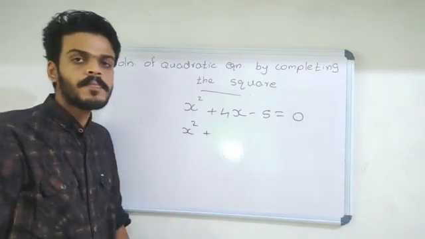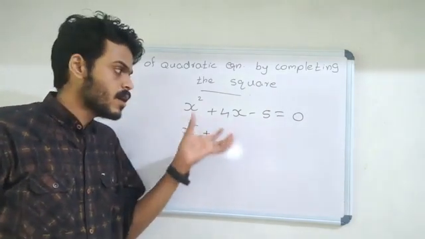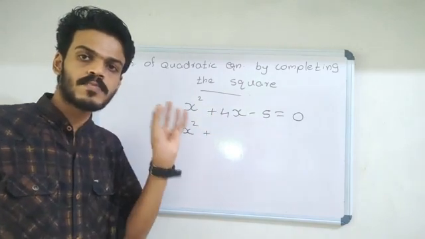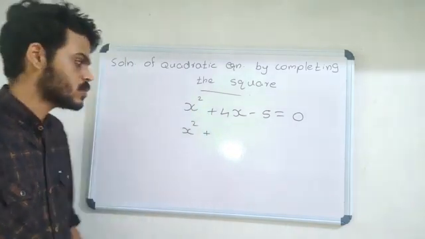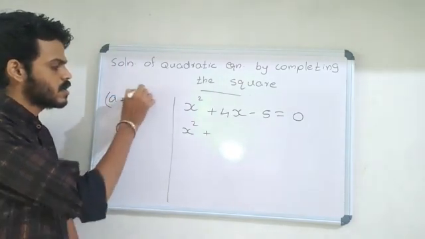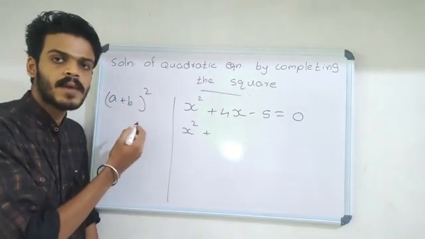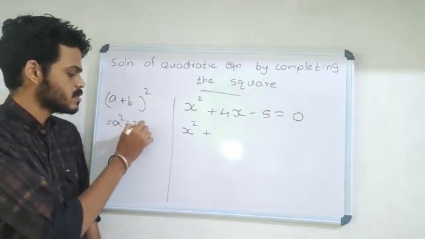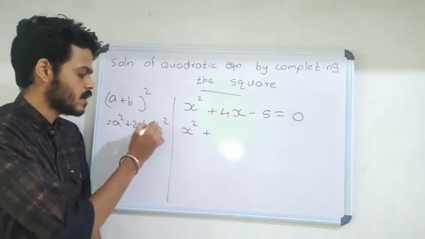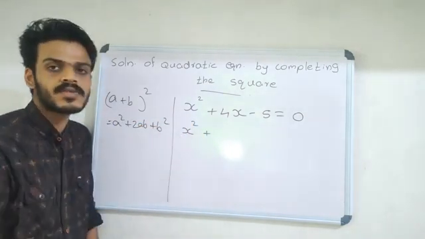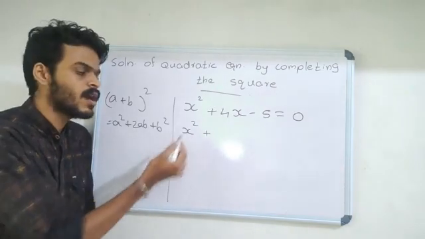See, when we did it using the completing the square method, there was a term like (x plus 2) whole square, which is similar to a plus b whole square. You just recall that identity, a plus b whole square. What is that? a square plus 2ab plus b square. So instead of a square, here we have x square. In the place of a, we have x.